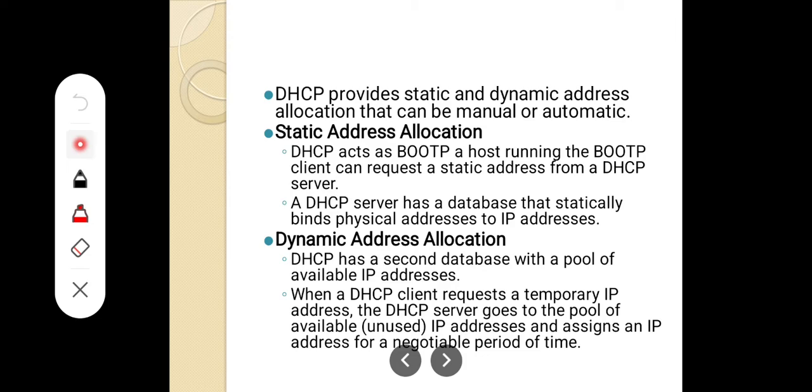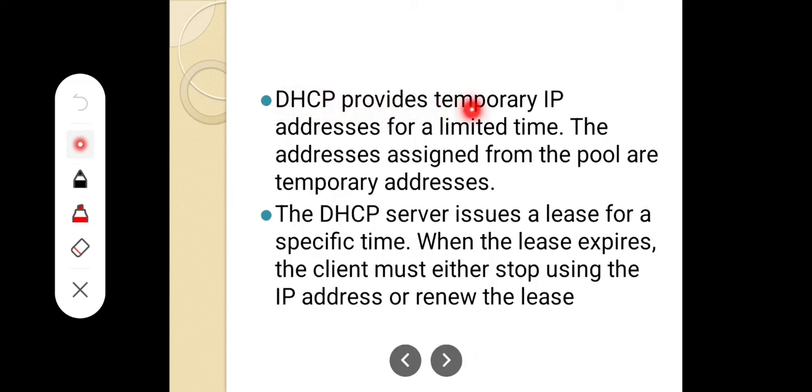So again I am repeating, when a DHCP client requests a temporary IP address, the DHCP server goes to the pool of unused IP addresses and assigns the IP address for a negotiable period of time. The IP address assigned is actually for a short period of time, not for a long duration. Such an IP address is called a dynamic IP address. So DHCP can handle this dynamic IP address. Clear? DHCP provides temporary IP addresses for a limited time. The addresses assigned from the pool are temporary addresses.